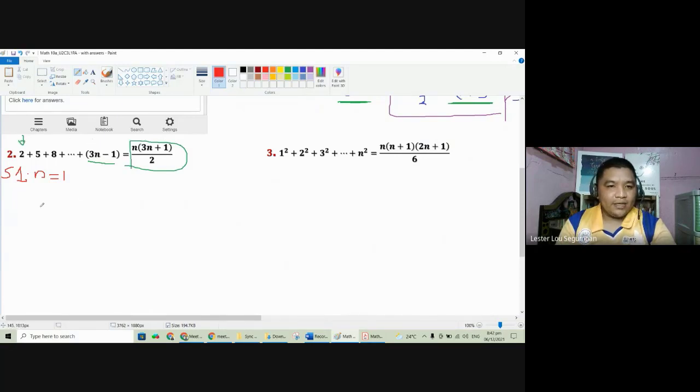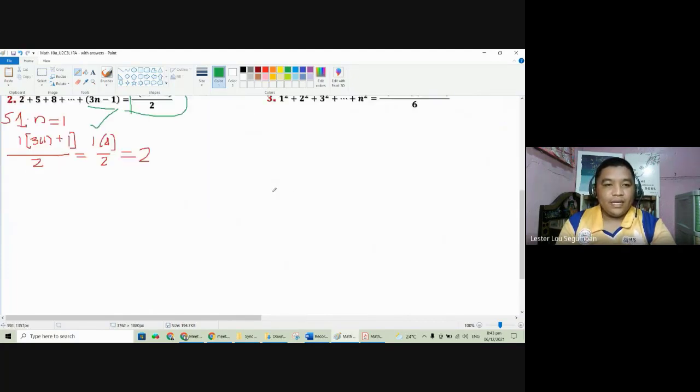So that being said, we'll have here 1 times 3 times 1 here plus 1. Let's use brackets. All over 2, which will follow as 1 times 3 times 1 is 3 plus 1, which is 4, all over 2. The result is 2. And this is actually the value of the first term. This is the first term of the series here on the left hand side. This would mean the first condition is already met.